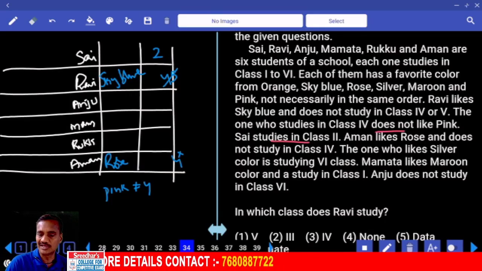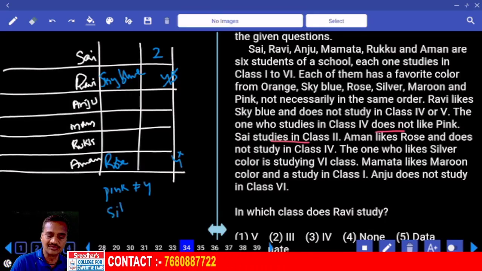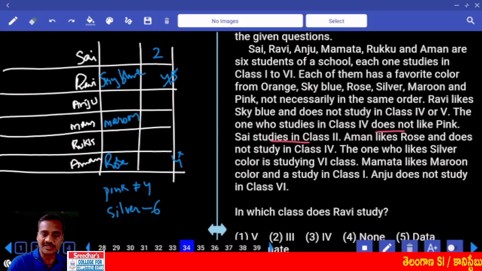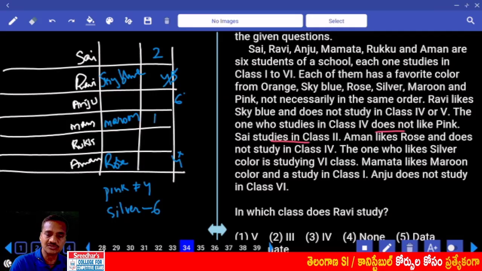The one with silver color is studying in 6th class. Now silver and 6th must be together. Mamata likes maroon and studies in class 1. And Anju does not study in class 6. Now 6 is ruled out.